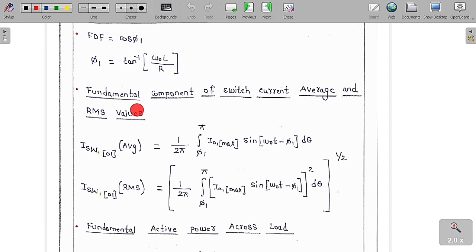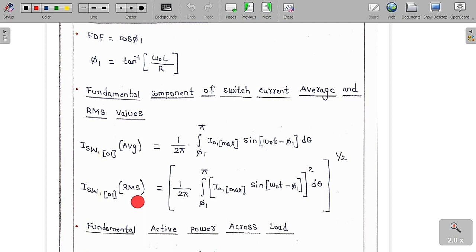Now we are going to find the fundamental component of the switch current, its average and RMS value. Means we are basically finding the average and the RMS value of the fundamental component of the switch current, ISW01. So the average value of the fundamental component of switch current is equal to 1 by 2 pi integration from phi 1 to pi. In this region, the fundamental component of output current is I01 max into sin of omega naught t minus phi 1, into d theta.